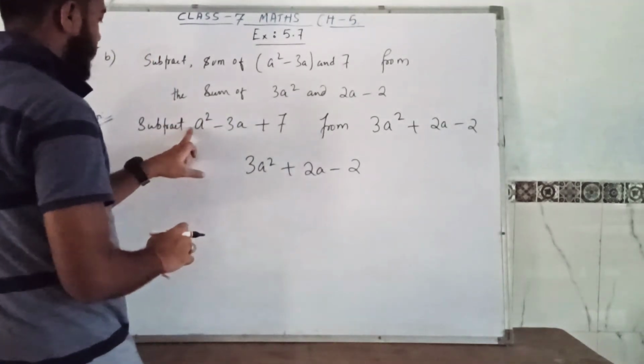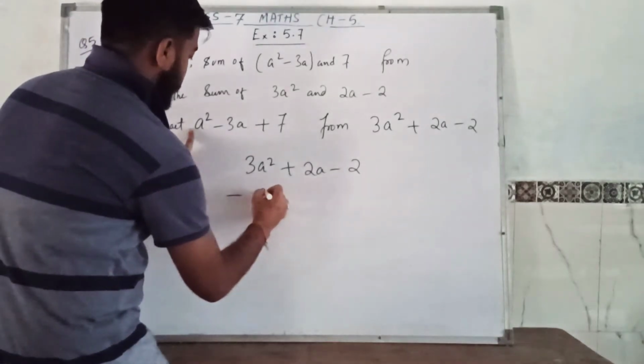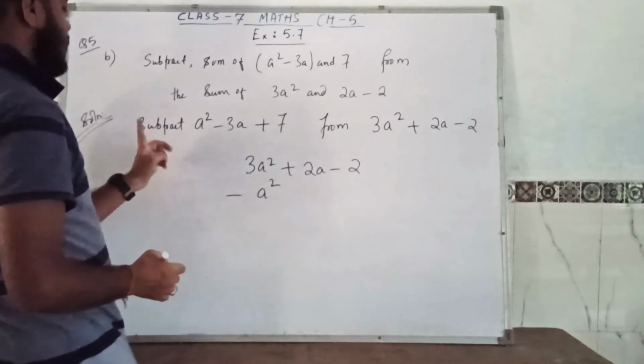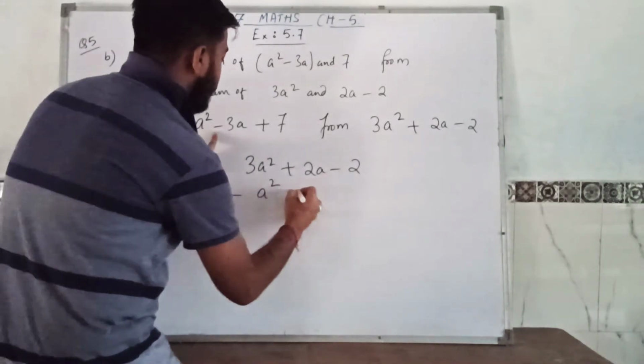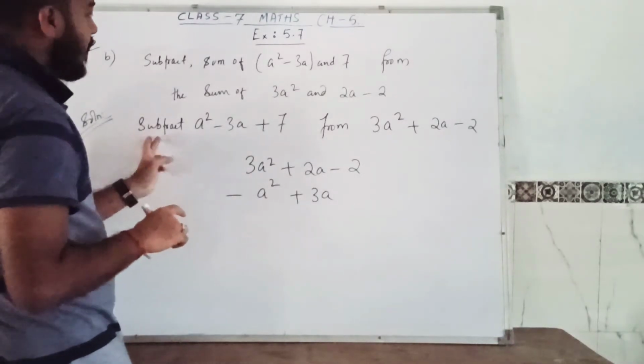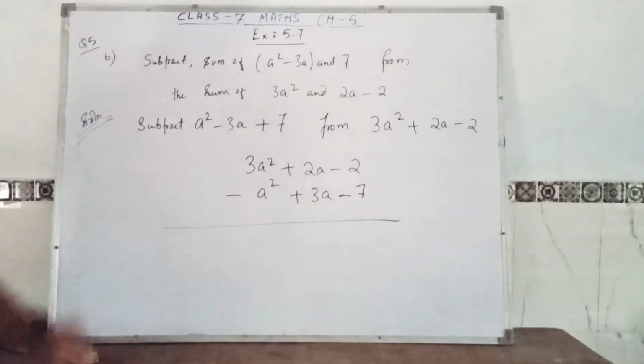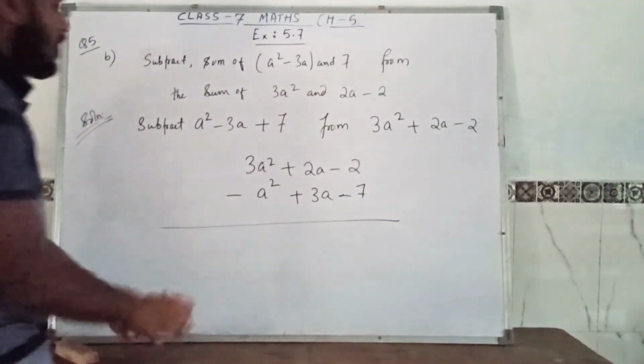So this is plus. I have to do subtraction. So minus into plus, minus a square. I have to do subtraction. So minus into minus, plus 3a. I have to do subtraction, right? There is a minus, so minus into plus, minus 7. Understood now? Okay? Now you solve this one.